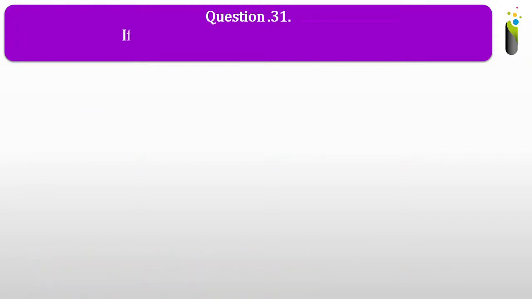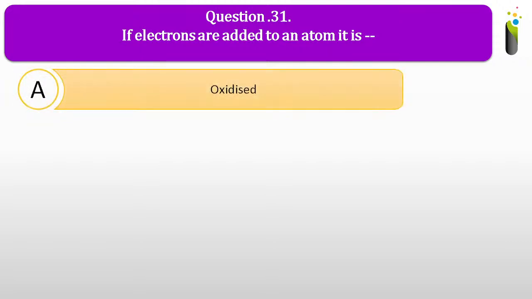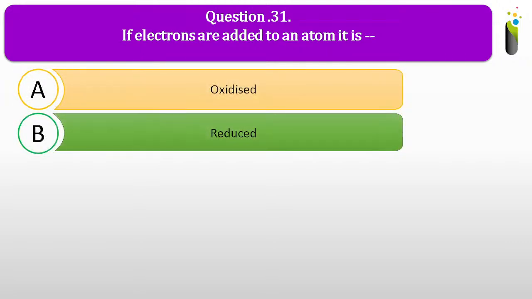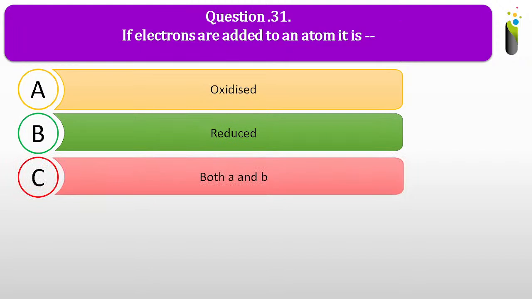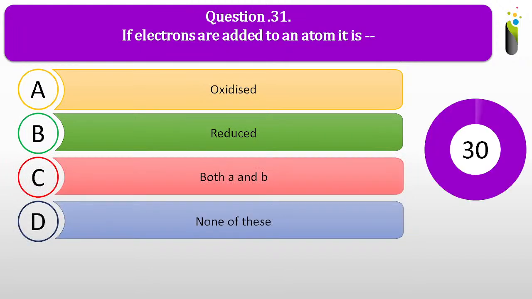Coming to the next question, number 31. If electrons are added to an atom, it is dash. A. Oxidized. B. Reduced. C. Both A and B. D. None of these. So if electrons are added to an atom, it is dash.